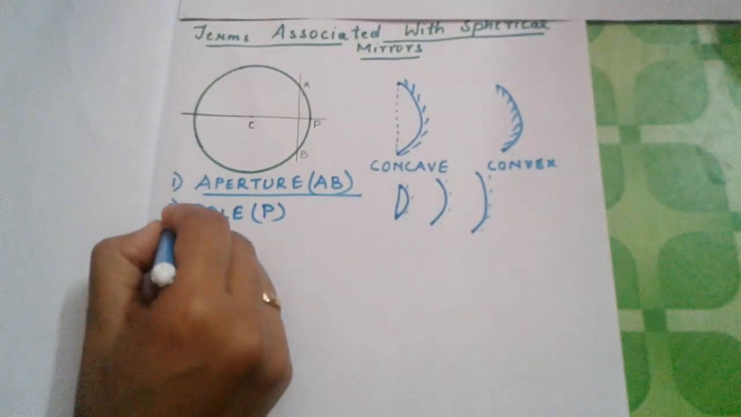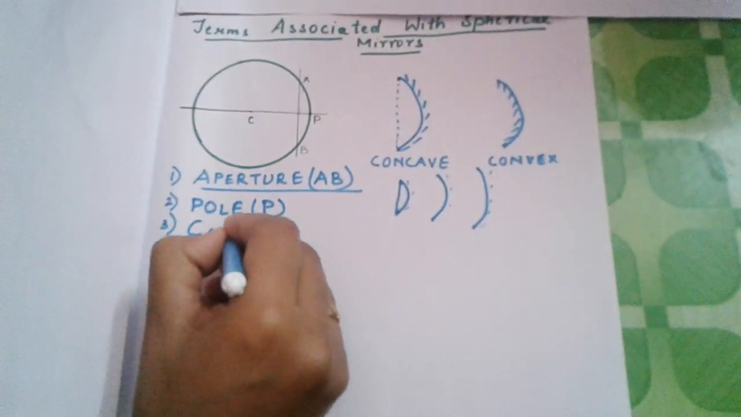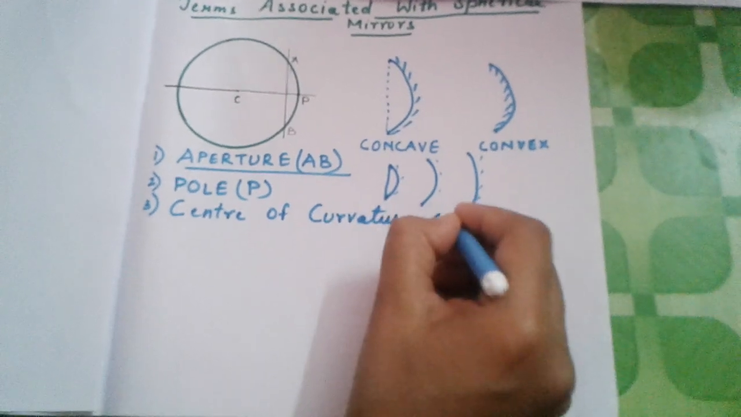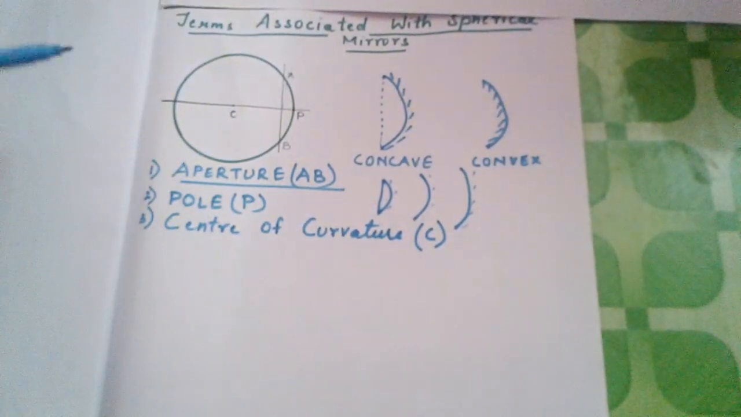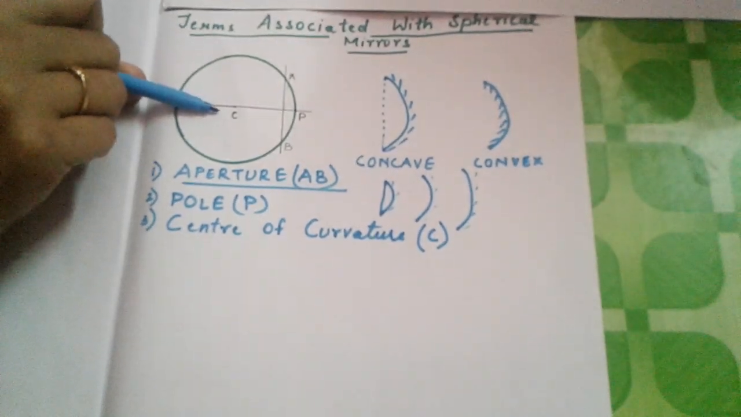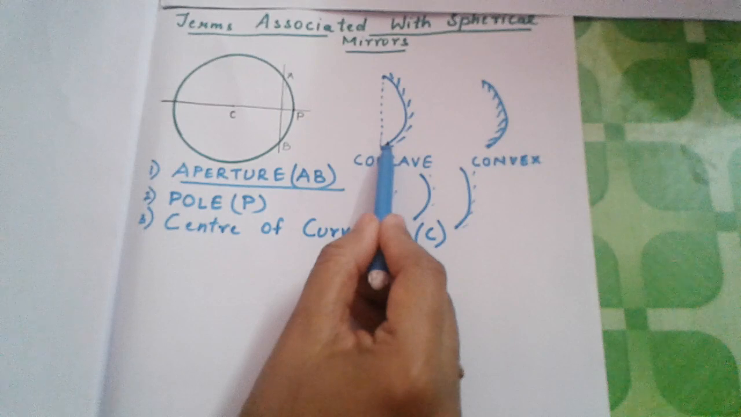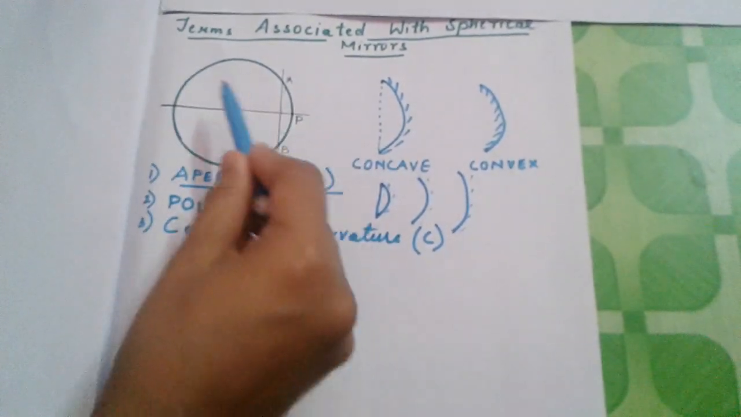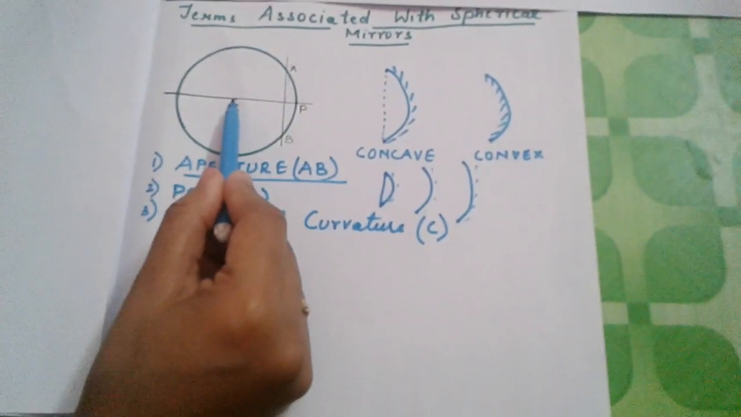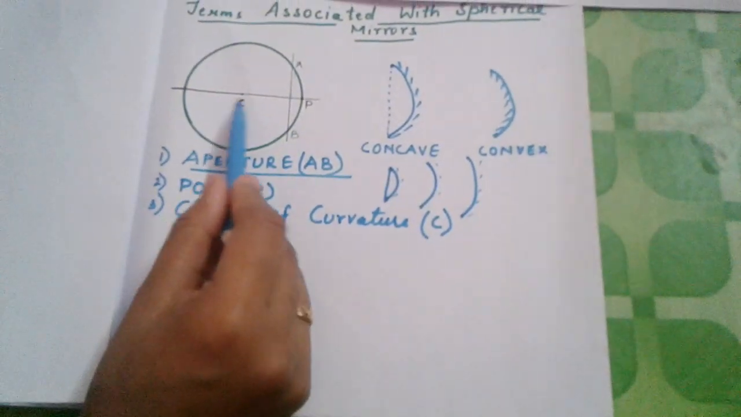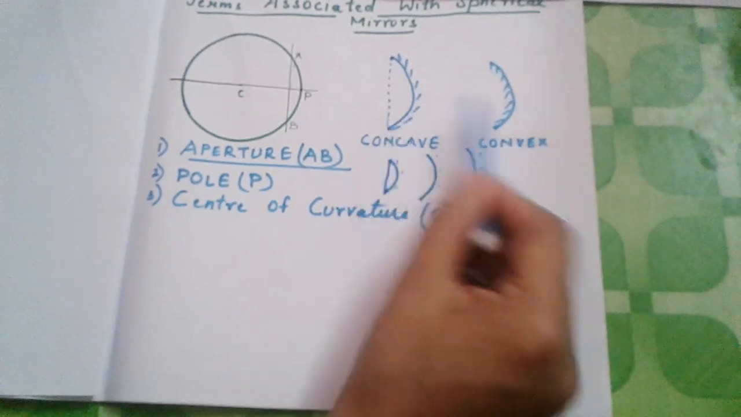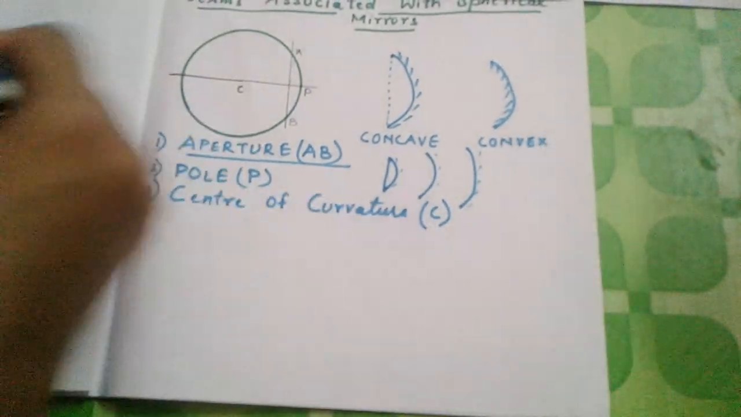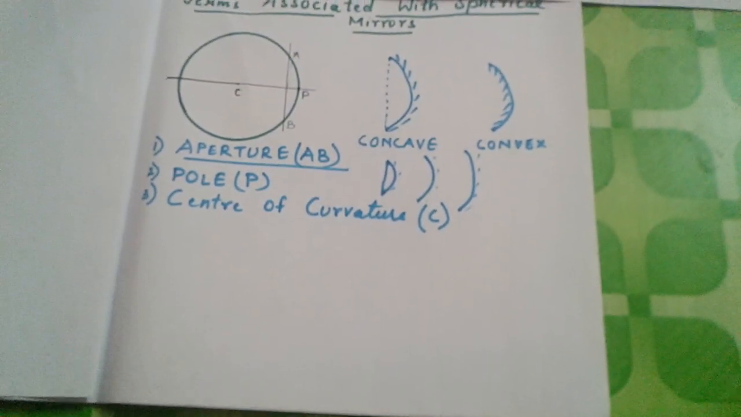The next term is center of curvature. As the name tells, this is represented by capital C. You can see it in the diagram. Now what is the center of curvature? When this spherical mirror was cut out from a particular sphere, that sphere has its center. That center is known as the center of curvature. So the center of the sphere from which the spherical mirror has been made is known as the center of curvature of the spherical mirror. This is the point from which if any ray is passed, it does not deviate anywhere. We will come to that point later.